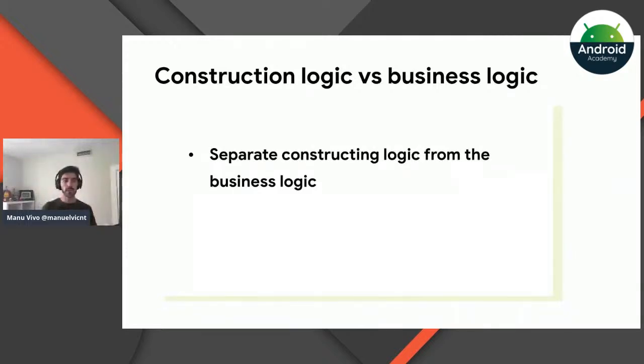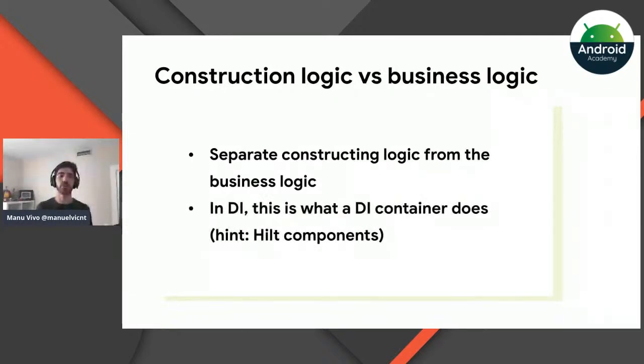And so now, if we take into account the single responsibility principle and everything that we said before, at least we should have some object that is able to contain this construction logic. And that's going to be the dependency injection container. Or in Hilt, as we will see later, this is what the Hilt component is going to do. A Hilt component or a dependency injection container is going to have all the logic in order to provide or create dependencies and instances of different types.